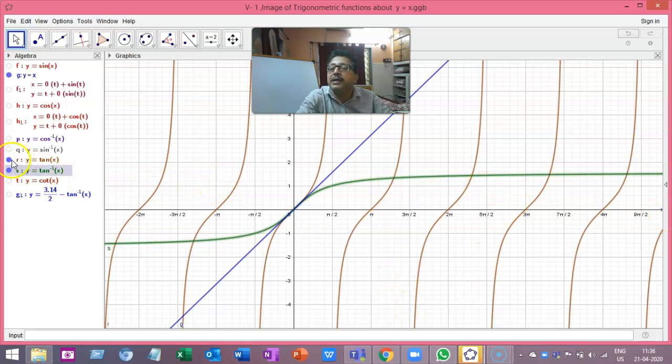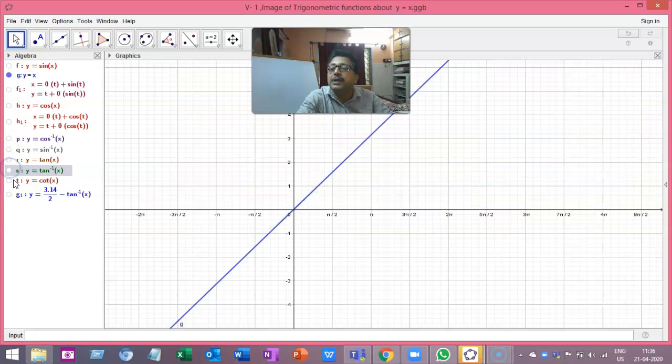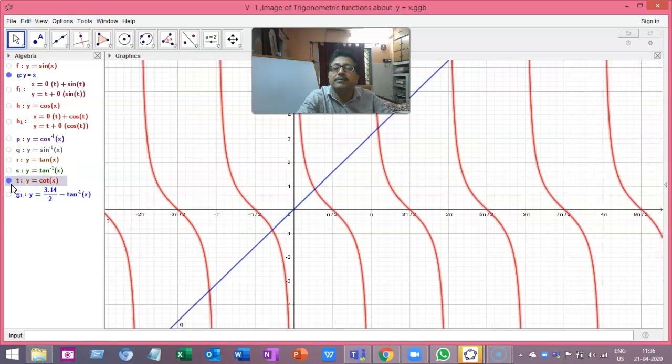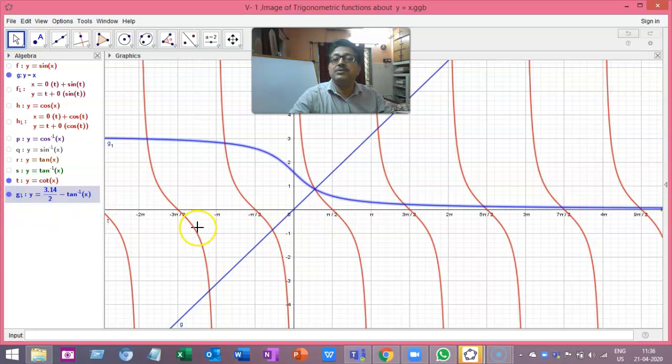The same thing happens in the case of cot x also. This is the graph and this is the inverse. This is not one-to-one, so its inverse is not possible, but GeoGebra will follow your instruction if you are giving the accurate instruction. Here the instruction is wrong. Here you are simply taking reflection about the line y equal to x. So the inverse you get here is not the inverse. Truly this is not the inverse of y equal to cot x.